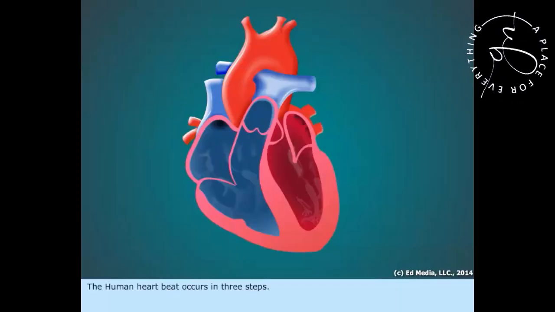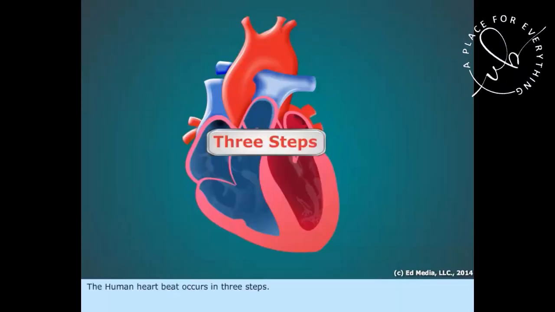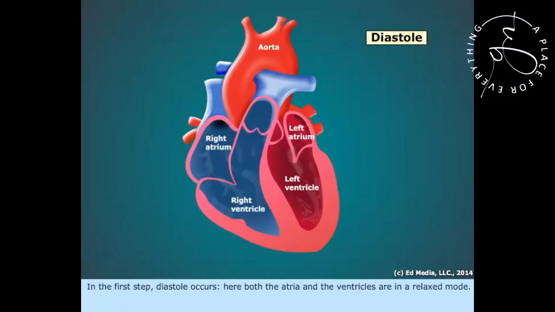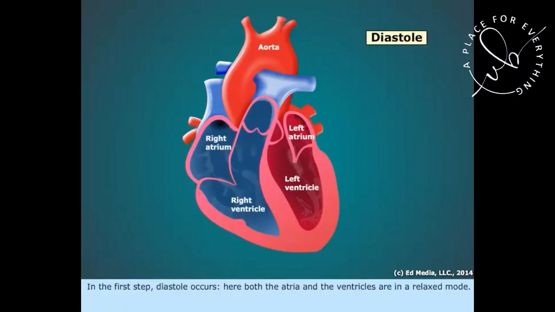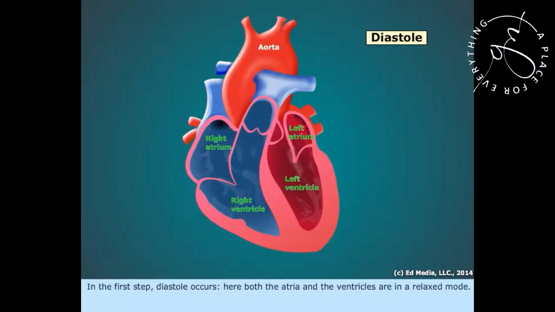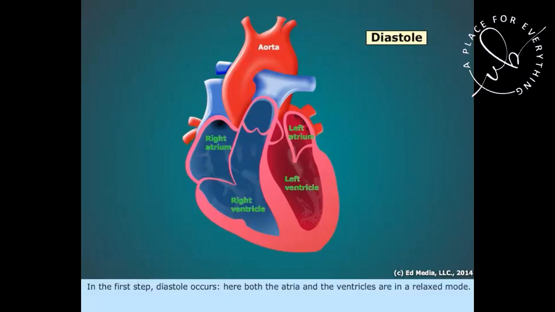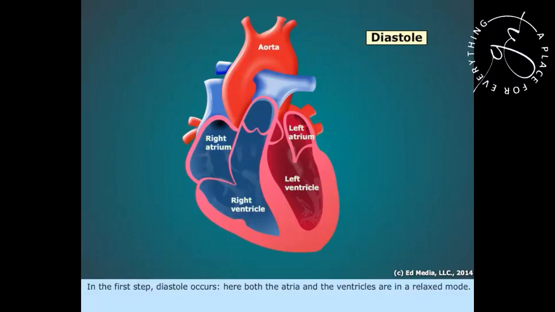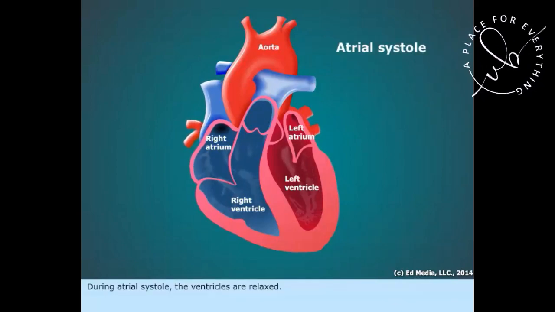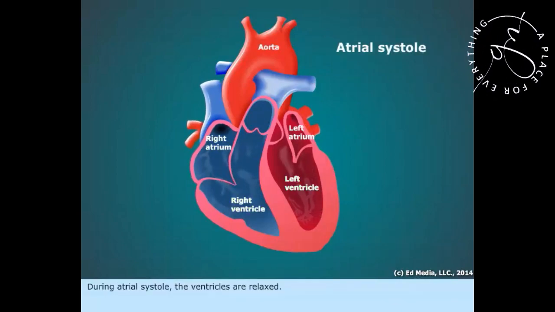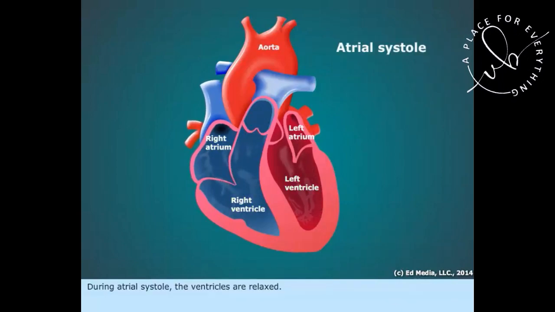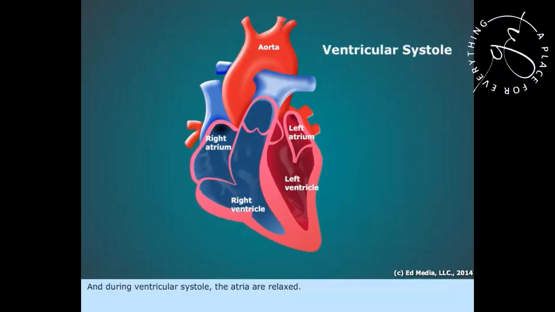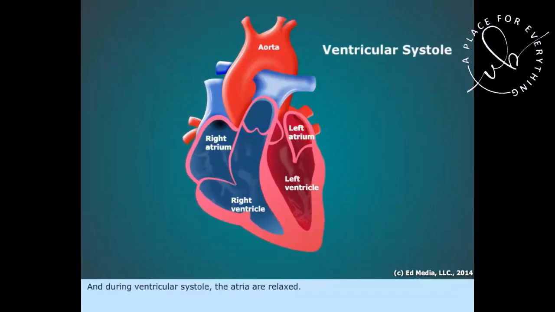The human heartbeat occurs in 3 steps. In the first step, diastole occurs. Here, both the atria and the ventricles are in a relaxed mode. During atrial systole, the ventricles are relaxed. And during ventricular systole, the atria are relaxed.